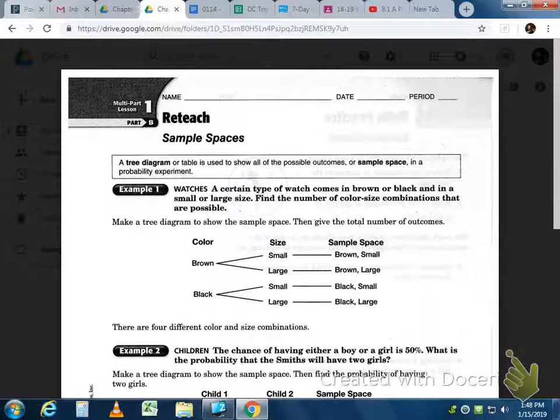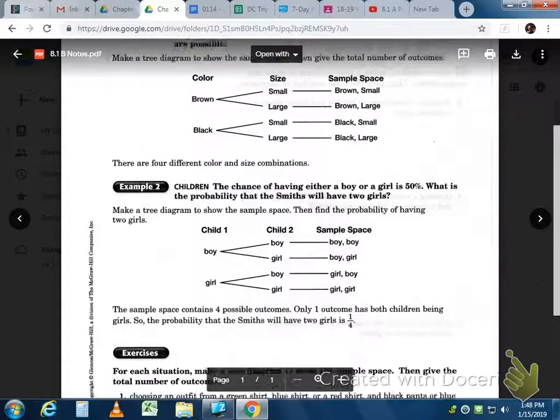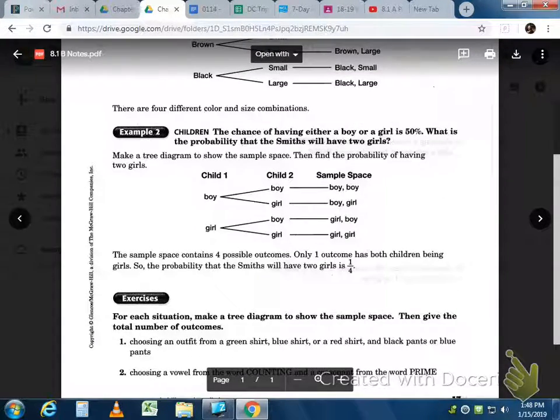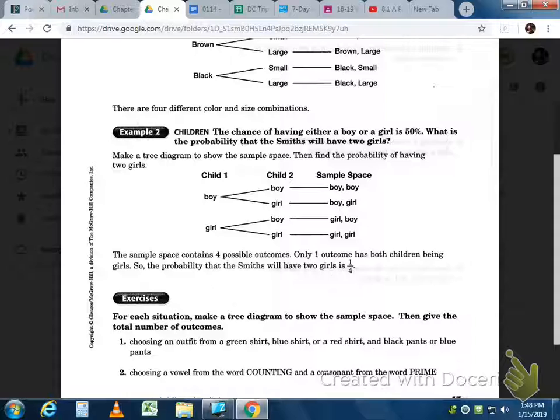Any questions about that? So let's look at the next one, where they're going to do a tree diagram, and then they're going to have a probability question from it. So it says the chance of having either a boy or girl is 50%. What's the probability the Smiths will have 2 girls? So when you're talking about this, you kind of have to think about it. Okay, for the first child, you've got to have a column. And for the first child, the Smiths could have either a boy or a girl. The second child, they could have a boy or a girl.